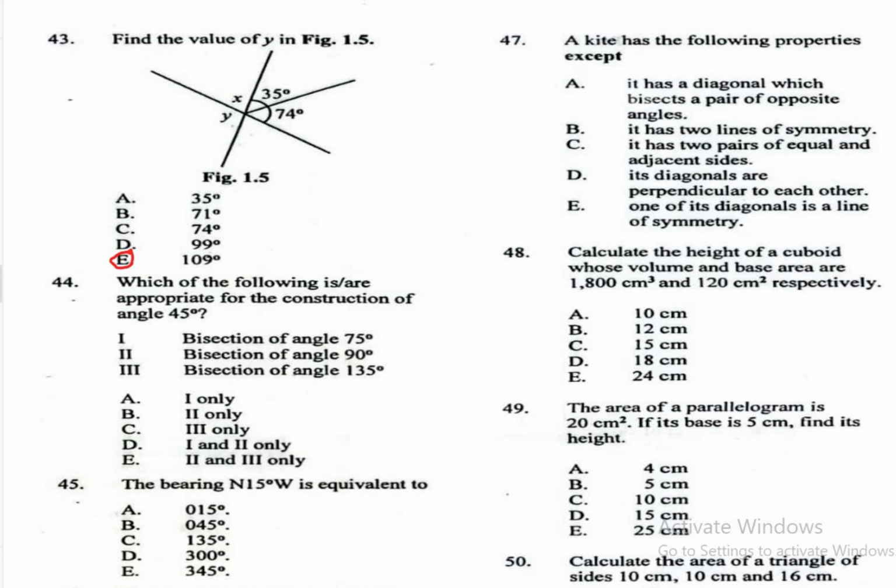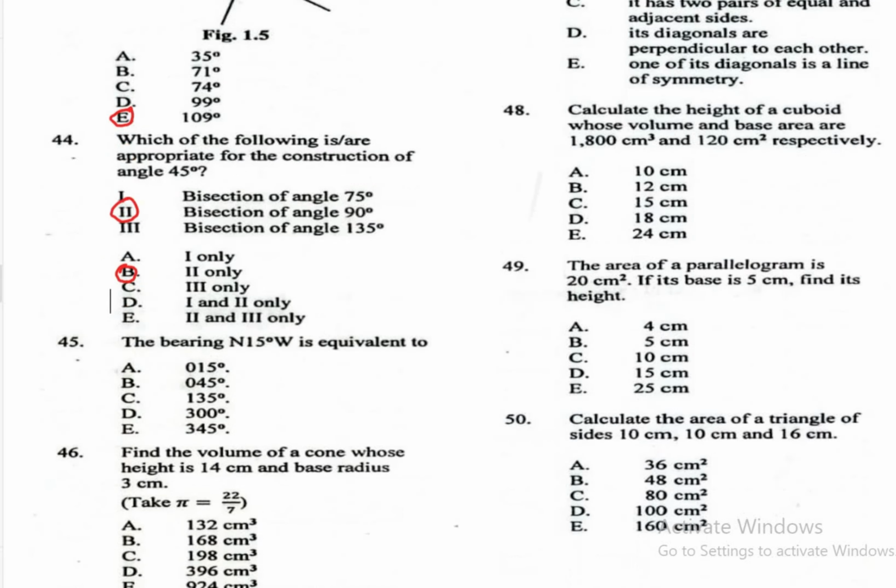The right answer is just II, bisection of angle 90 degrees. We can get 45 degrees by bisecting 90 degrees because 90 divided by 2 is 45 degrees. So the correct option is B, II only. Take note of that. Okay, so let's look at question 45.